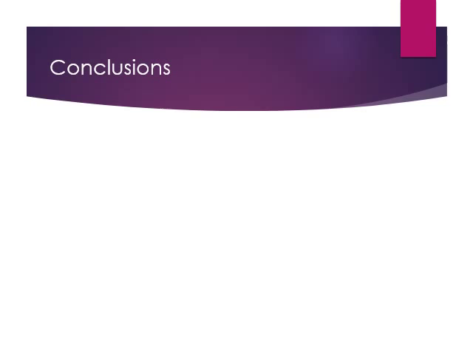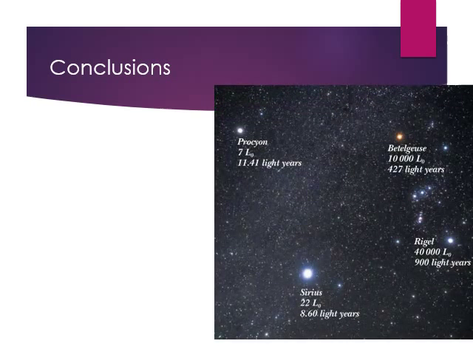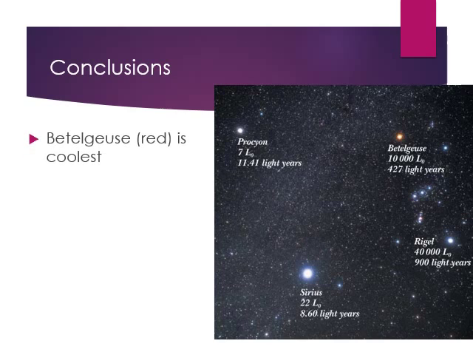So what conclusions can we draw? Let's have a look at this photograph showing some stars that we examined before: Procyon, Betelgeuse, Rigel and Sirius. Betelgeuse, shown on the right, is red, so it is the coolest. Procyon is glowing white, so it's slightly warmer than Betelgeuse, but is not the warmest star on this photograph. Sirius and Rigel are blue-white, and therefore they are the warmest stars that we can see here.